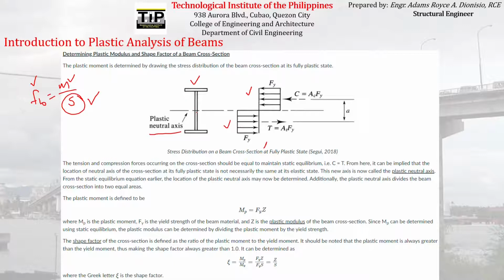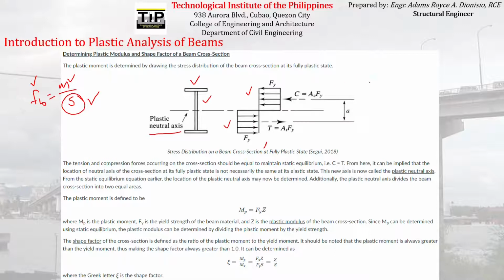So, 'pag iba yung itsura ng section mo, don't expect na magko-coincide yung neutral axis tsaka yung plastic neutral axis, kung hindi symmetrical, kung hindi regular yung shape niya. Dito sa example natin, since regular naman siya, symmetrical, so expect mo na mag-o-overlap yan. Okay? So kung ganito na yung itsura ng stress distribution, ibig sabihin puro Fy na yung stress sa upper portion and gano'n din sa lower portion.